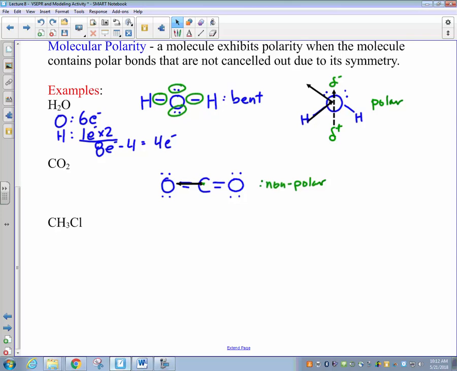Let's take a look at one more example here and see if we can make a prediction as to whether or not this molecule is polar or nonpolar. Let's have a look at CH3Cl. This is a molecule called methyl chloride. Looking at CH3Cl, we've got a central carbon atom bonded to 3 hydrogens around the outside, and the chlorine.